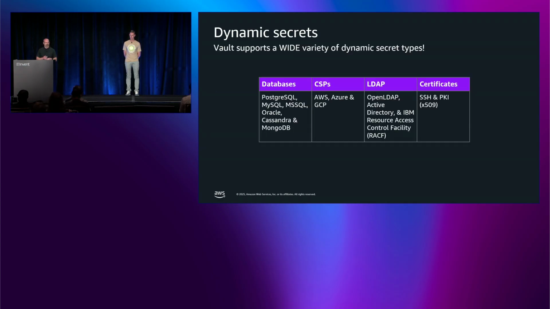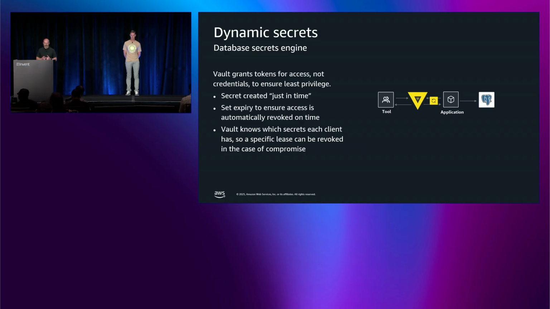In terms of the support for dynamic credentials, this is a look at the broad range of dynamic credential types that HashiCorp Vault supports. So multiple different types of databases via the database secrets engine, cloud service provider dynamic credentials, LDAP, and then also security or certificates like I mentioned before for PKI and SSH. So there's no reason not to use dynamic credentials when you have all of that available to you. This is an example of the dynamic secrets database engine, and you can kind of see what the flow looks like here. Obviously, the secrets are created just in time, and they ensure that access is automatically revoked at the end of the expiry time for that credential.